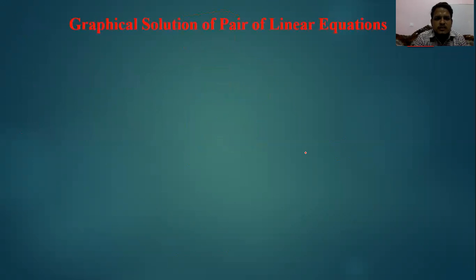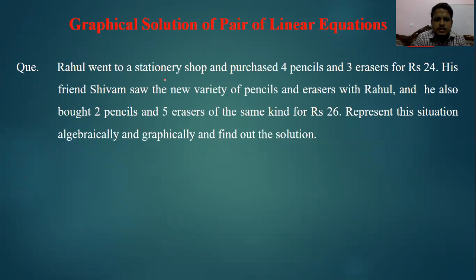So the first method is the graphical solution for a given pair of linear equations. We will see this with an example. We have a question: Rahul went to a stationery shop and purchased 4 pencils and 3 erasers for rupees 24. And his friend Shivam bought the same kind of pencils and erasers, 2 pencils and 5 erasers, for rupees 26. Now represent this situation algebraically and graphically and find the solution.